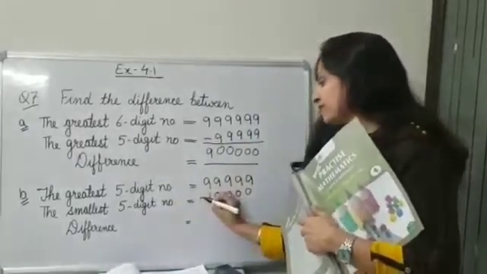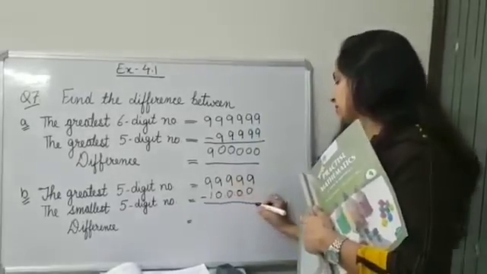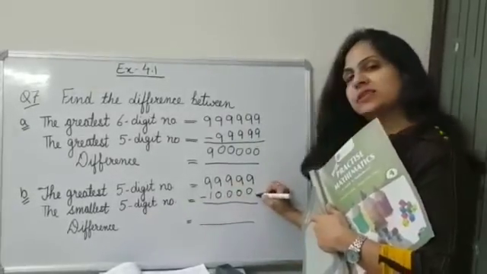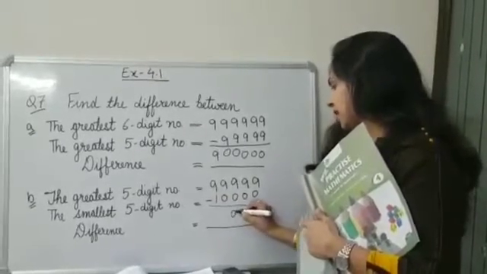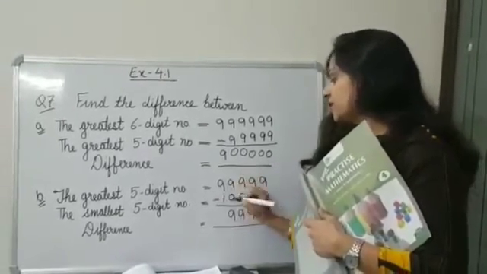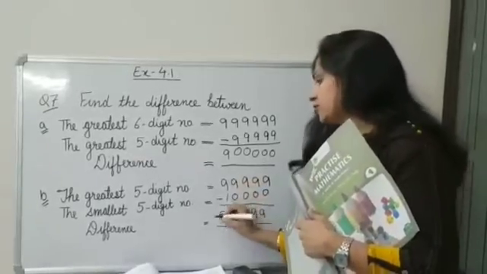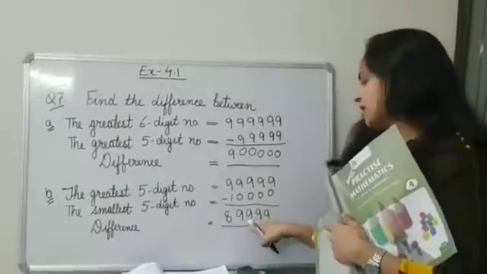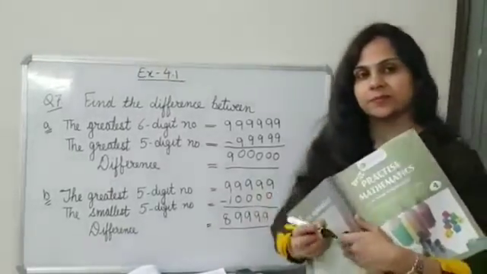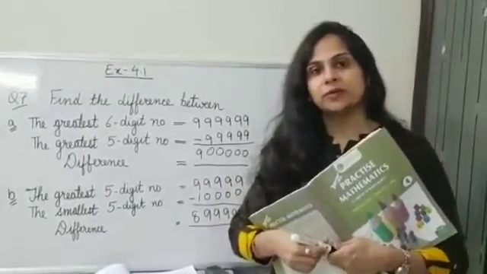Again we have to find the difference. So we'll put the sign of minus over here. Now we will subtract it. 9 minus 0 is 9, 9, 9, 9. And 9 minus 1 is 8. So our difference is 89,999.